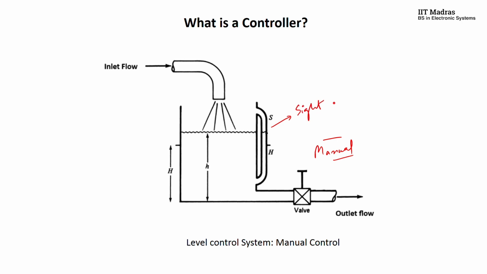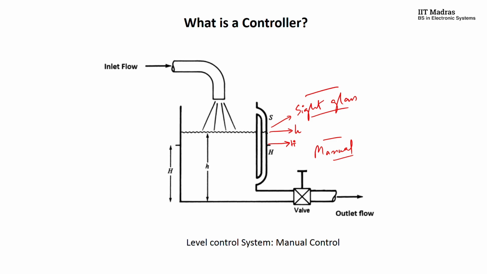This instrument is called side glass. All right. So this side glass, you can have a look at it and see the level of the tank. This is the actual level, which is shown as small h, and this is the desired level, capital H. You want the desired level to be at capital H.